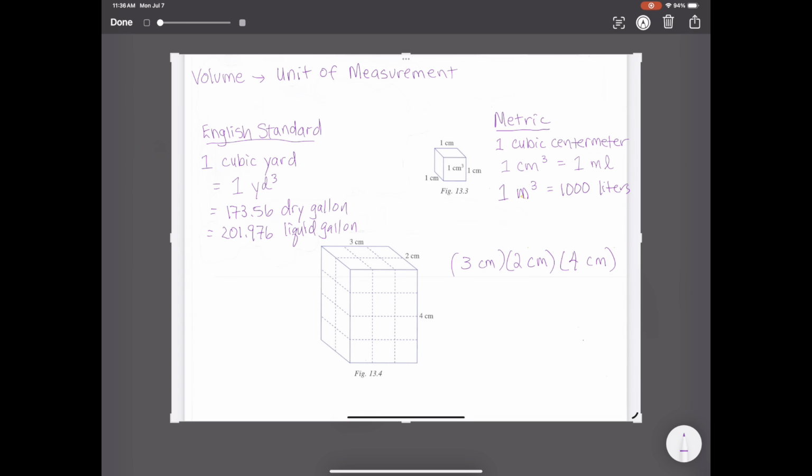The larger cuboid figure on this page has a length of 3 centimeters, a width of 2 centimeters, and a height of 4 centimeters. You multiply 3 centimeters times 2 centimeters times 4 centimeters to get 24 cubic centimeters, which is its volume. So the formula for measuring the volume of a cuboid is length times width times height. Please make note that we also multiply the units, centimeters times centimeters times centimeters, to get cubic centimeters.